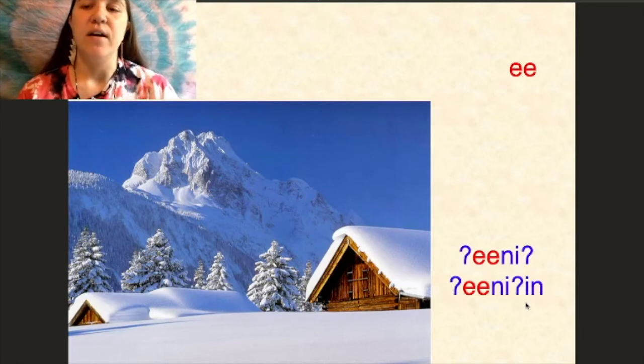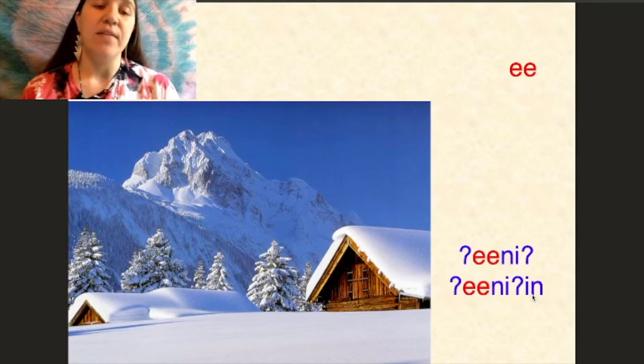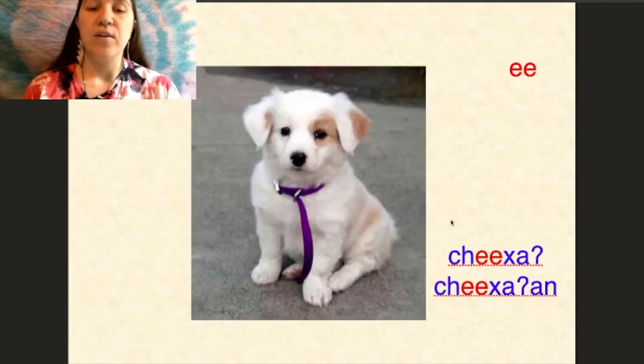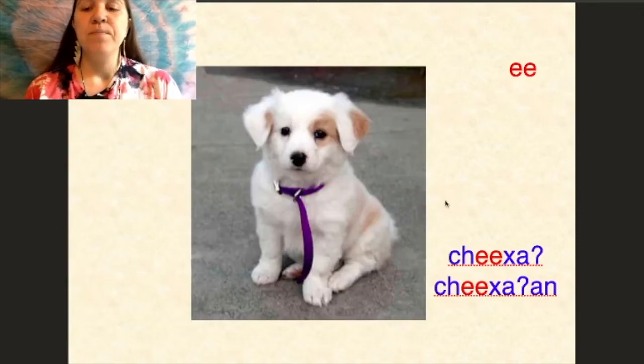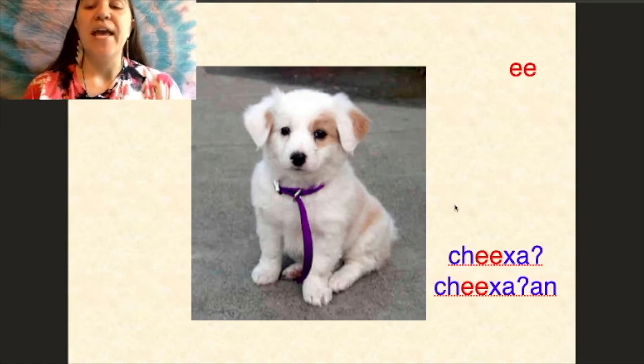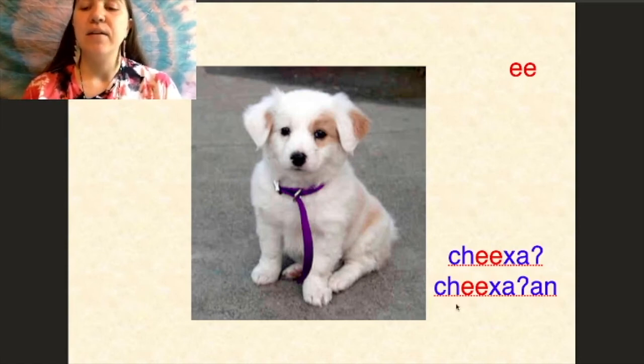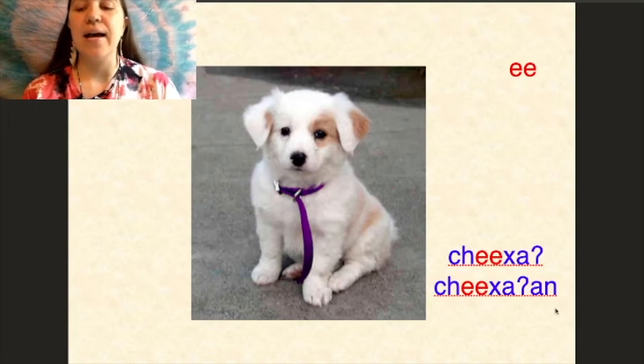And for that double E sound would be any, anyin. And this is our word for snow, any, anyin. And here we have our word for dog again, and this is checha, chechaan.